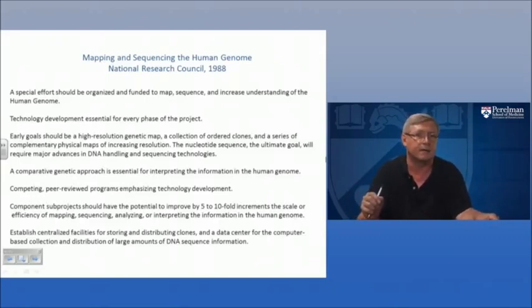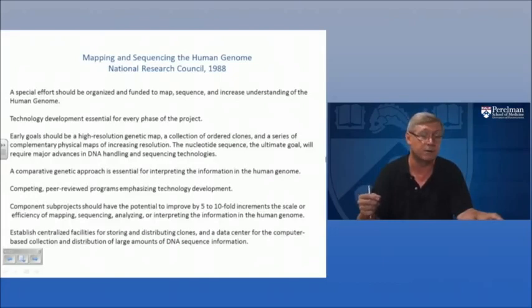In order to get there, however, it was recognized that there are a lot of steps that had to happen. Technology development had to be improved in almost every phase of the project. The early goals would be focused mainly on making maps and clone collections and developing the technologies that would be required for sequencing.